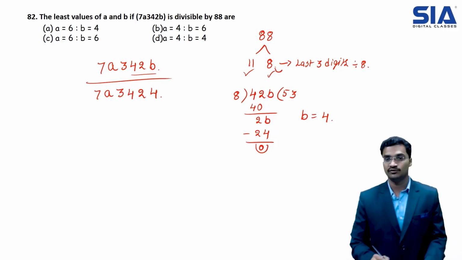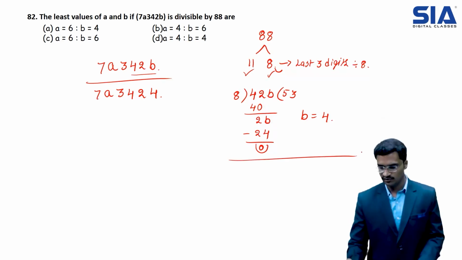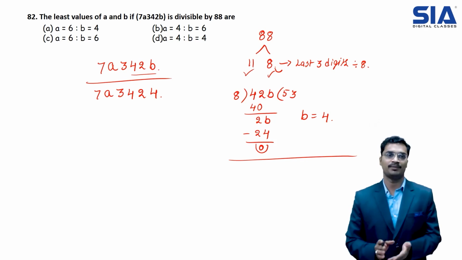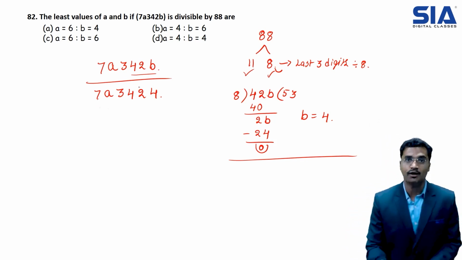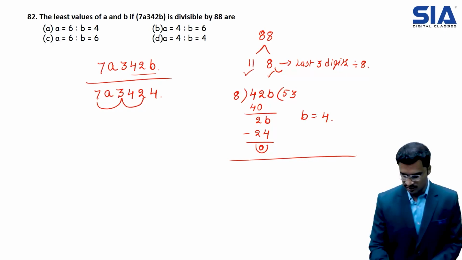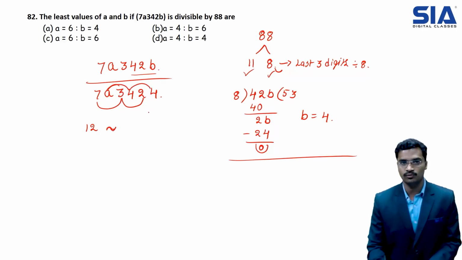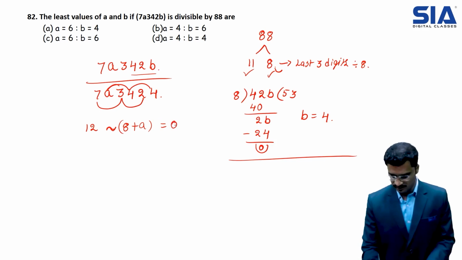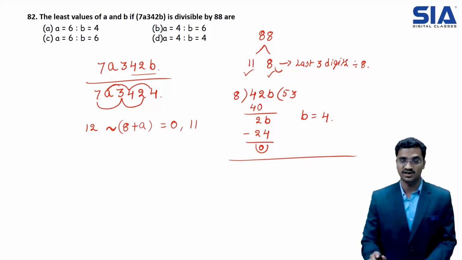Now I have to check the divisibility of 11. The divisibility rule of 11 says that we have to add the alternate digits and subtract them. So 7, 3, 2 are the alternate digits. 7 plus 3 is 10, 10 plus 2 is 12. Then the remaining digits are a, 4, 4. So a plus 4 is 8 here. The difference between both of these numbers will be equal to 0 or 11 if it is divisible by 11.